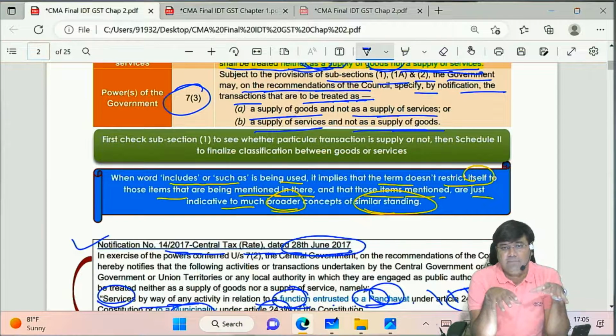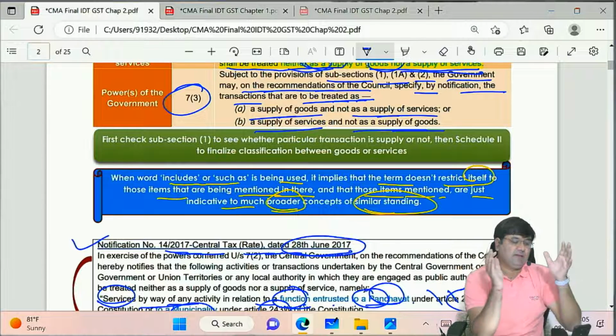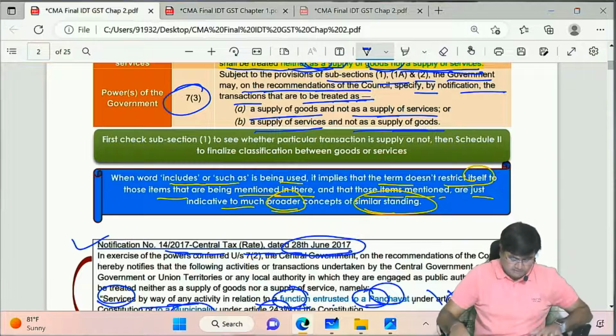And then finally section 7 subsection 3, which basically empowers the government that for a particular transaction they can say this is supply of goods, not supply of services, or this is supply of services, not supply of goods. Okay, so this completes the entire discussion of section 7.